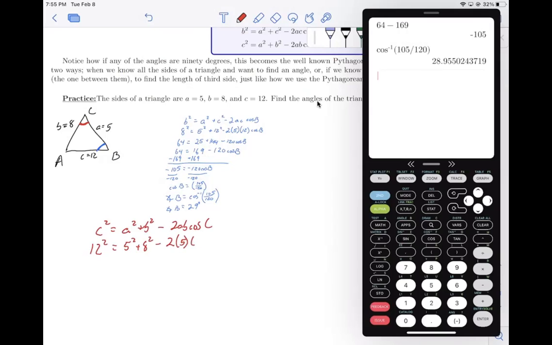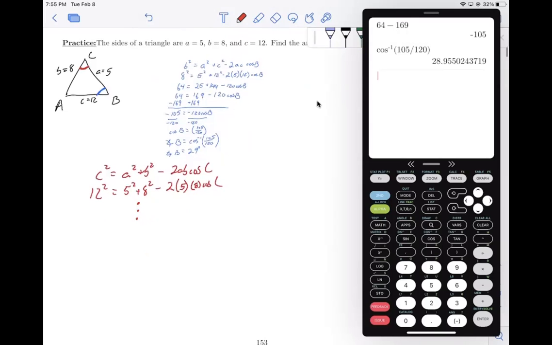5 times A times cosine of C. And I'm just going to sort of jump ahead. You can check this in the key. And we would get to a point where we have that cosine C is equal to, let me just double check this, negative 55 over 80, if we did everything correctly here. At which point we would say that angle C is equal to inverse cosine of negative 55 over 80.